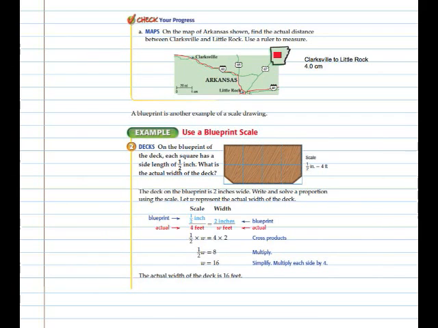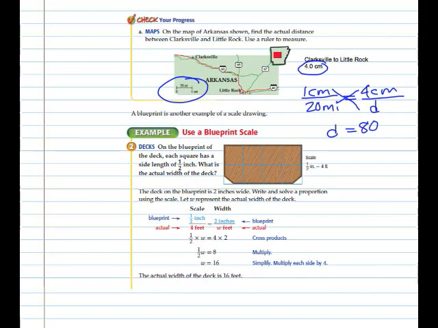On the map of Arkansas as shown, find the actual distance between Clarksville and Little Rock. Use a ruler to measure. Well, we measure from Clarksville to Little Rock, and we find that to be 4 centimeters. So we set up our proportion. 1 centimeter equals 20 miles, as you can see here on the map. So our 4 centimeters would equal d miles. Again, cross products, 1 times d is d. 20 times 4 is 80. So the actual distance is 80 miles.